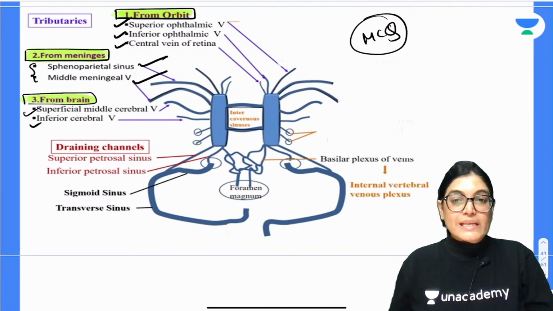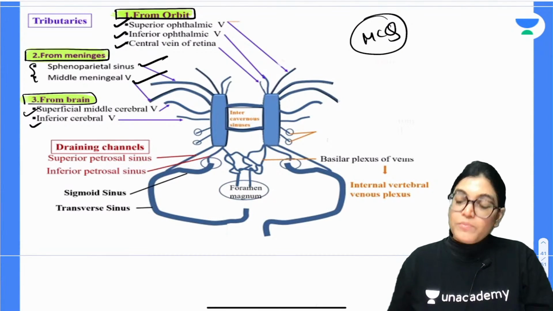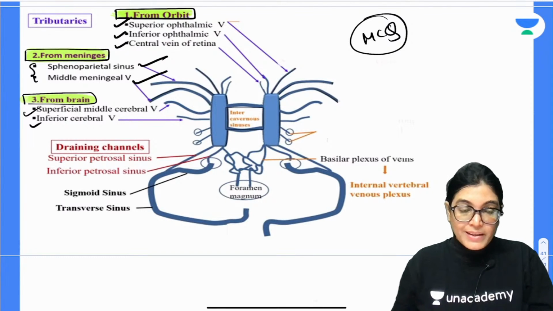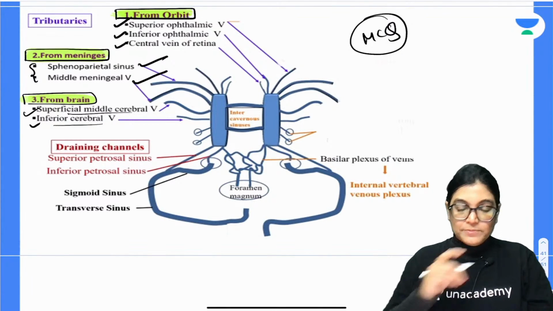So, we have three sources of blood draining into the cavernous sinus. From the orbit: superior ophthalmic vein, inferior ophthalmic vein, and central vein of the retina. From the meninges: sphenoparietal sinus and middle meningeal vein. From the brain: inferior cerebral vein and superficial middle cerebral vein.